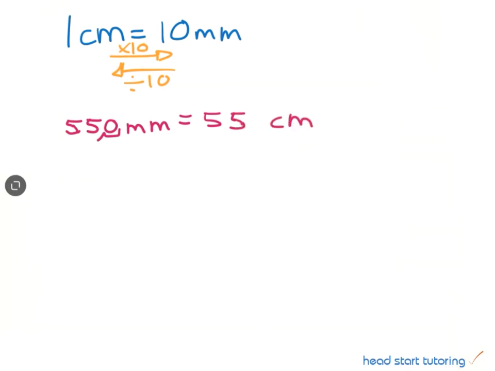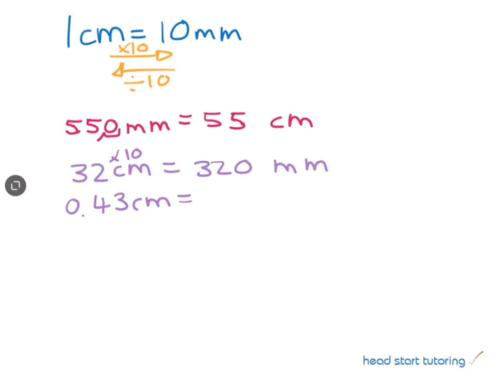If I would like to work out what 32 centimeters is equal to in millimeters, I multiply by 10 to get an answer of 320 millimeters. If I've got 0,43 centimeters and I would like to convert that into millimeters, I would again just multiply by 10 to get 4.3 millimeters.